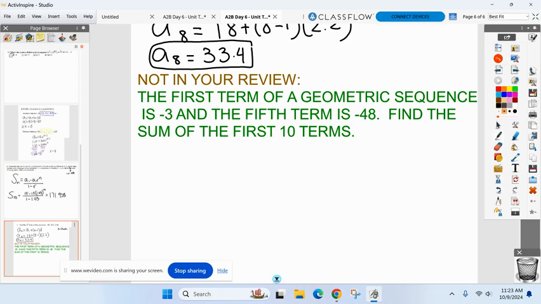All right, you ready? Try this one out here with me. So we know this is geometric. First term is -3, fifth term is -48. What about the sum of the first 10? Without guessing and checking.